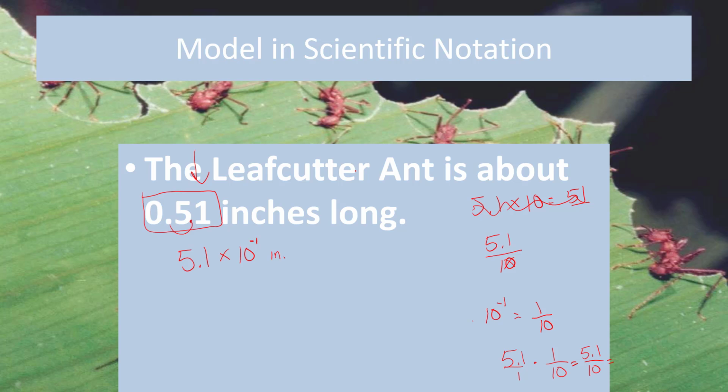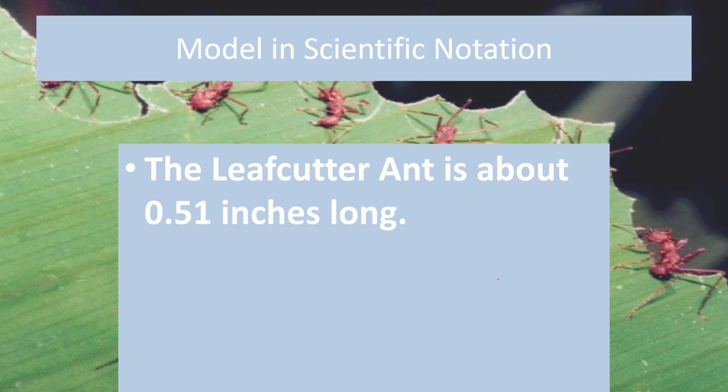So 5.1 times 10 to the negative first inches. Now, yes, I realize that 0.51 inches is not that small of a number. This was just a simple example for us to get an indication of what happens when we multiply by 10 or when we multiply by 10 to the negative first power, so that you could easily understand what was taking place.